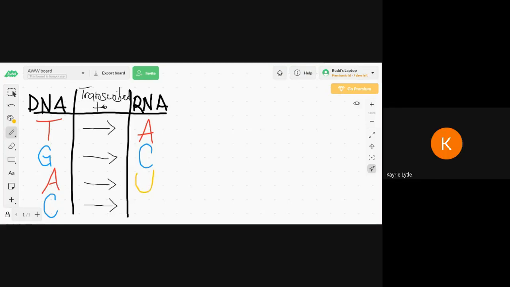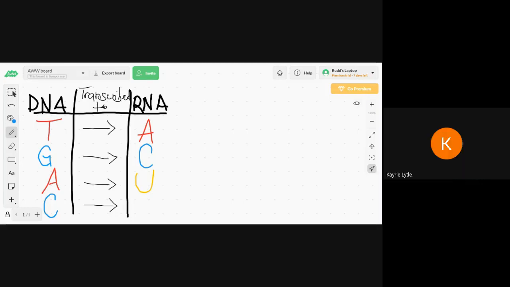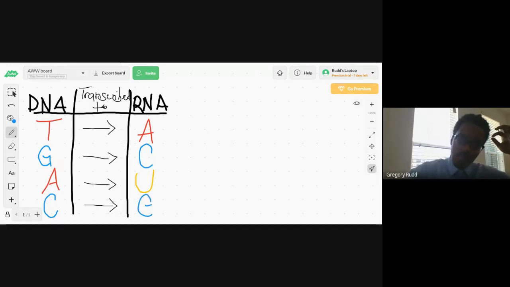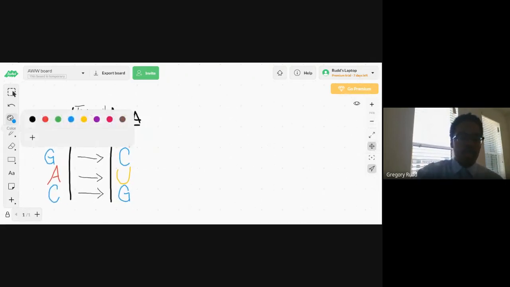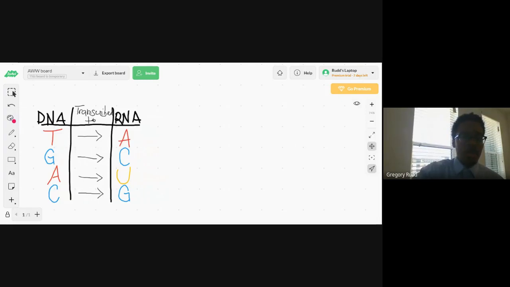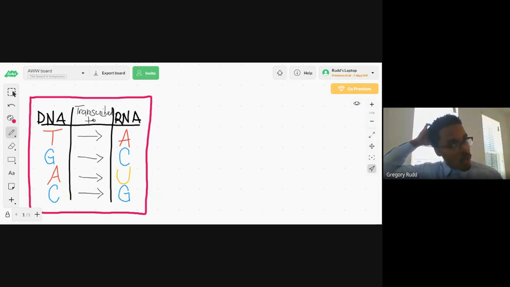There is no T in RNA. There is no T in RNA. And then lastly, what does my C get transcribed to? A G. Good. Okay, so please write down what you're seeing here. If you're a little confused, this is something that you should definitely write down, if you don't yet know what's going on here.